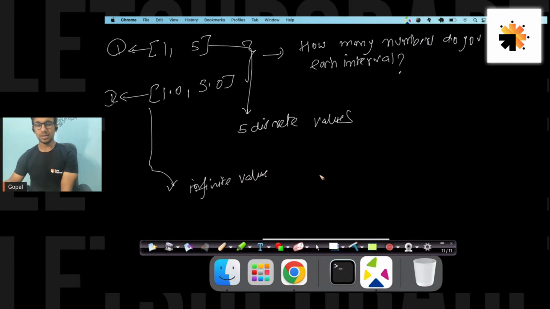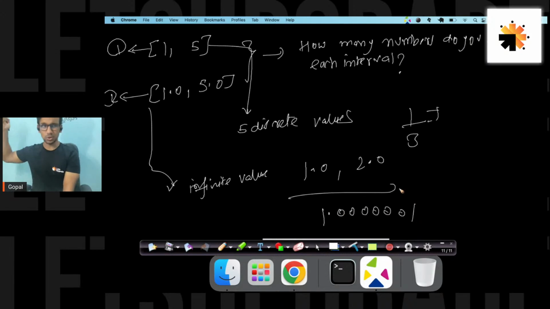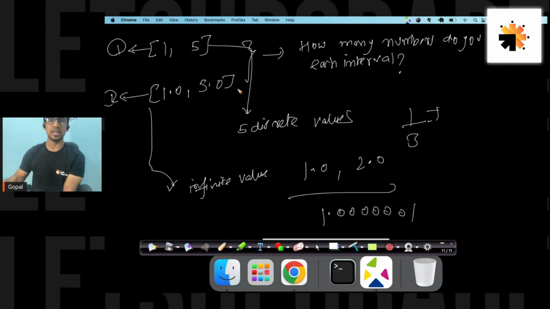So even between 1.0 to 2.0, there are infinite values. If people are not getting it, you need to study non-terminating values. When I say 1 by 3, it is a non-terminating value. I can literally represent this 1.0 like 1.0000001. I can just go on and on. There is no end to it. Therefore, the number of values you see in the second interval will be infinite. Sorry. And for the first one, obviously 5.